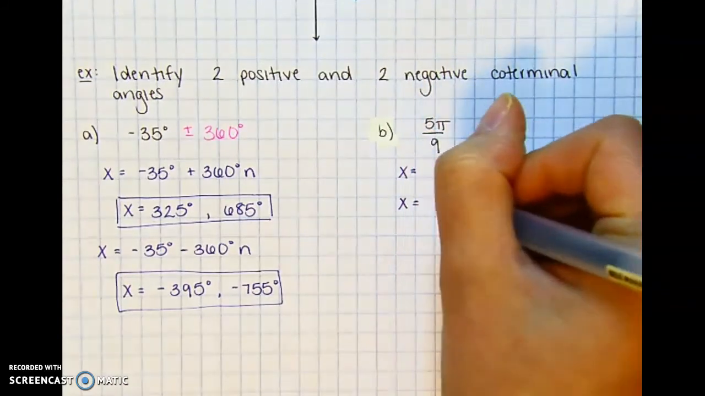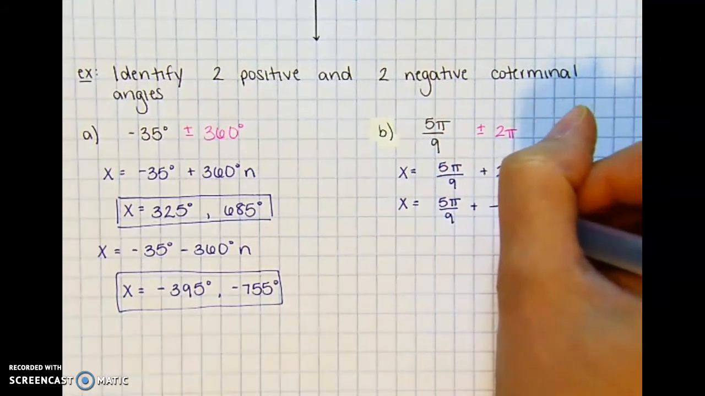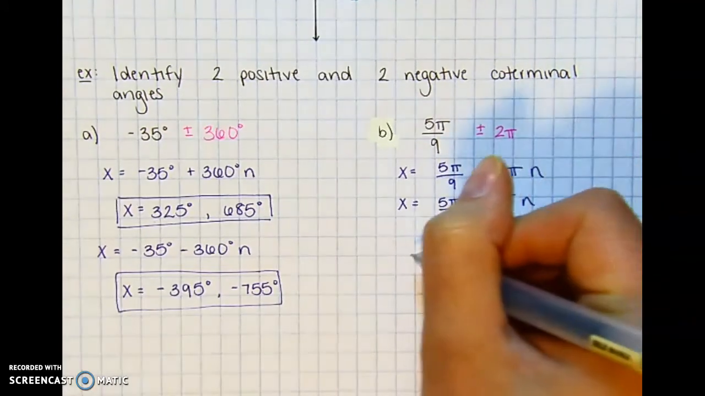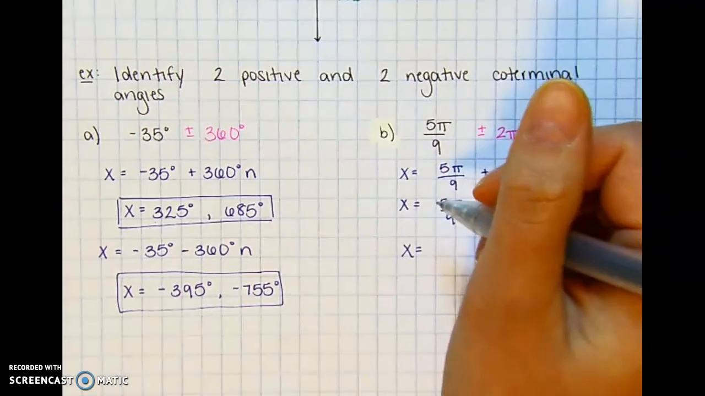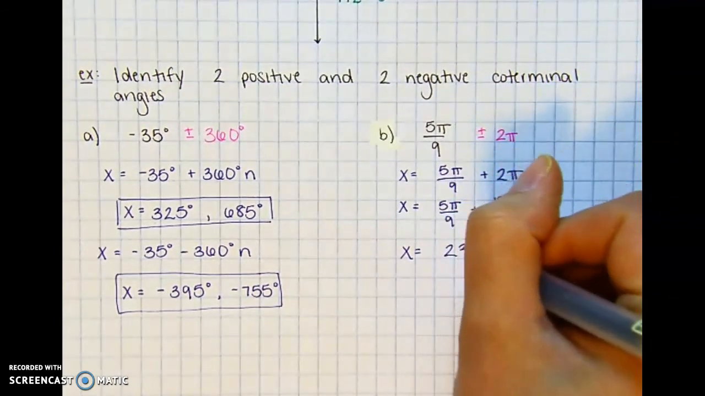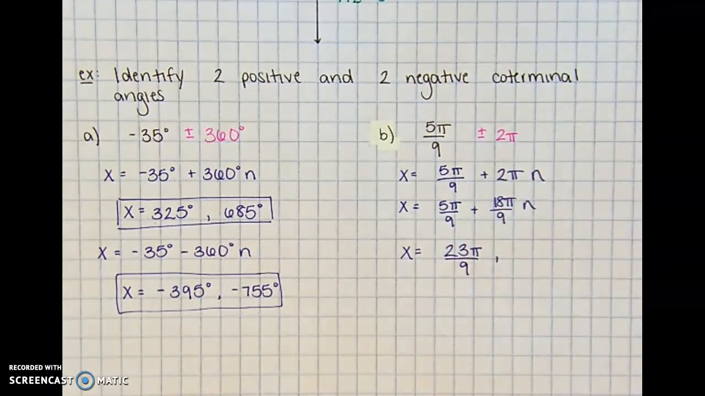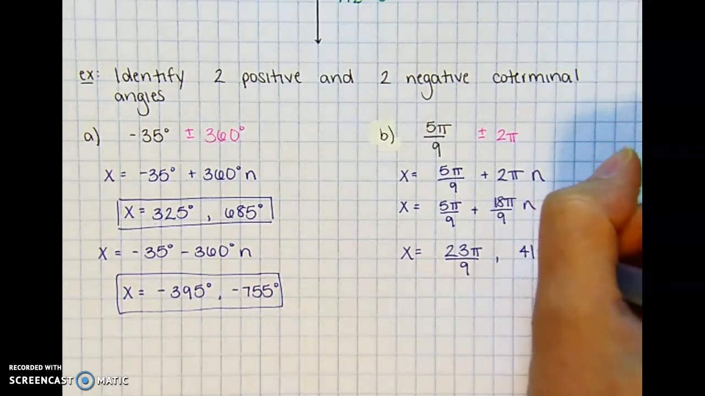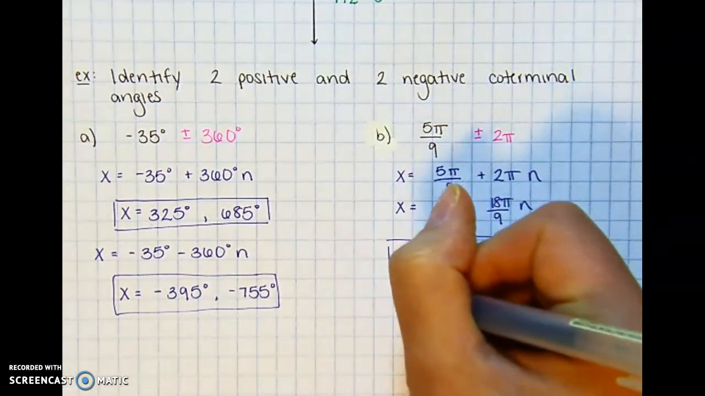And then if we're not going to use a calculator, then I would get a common denominator of 9, right? So this is going to become 18 pi times n. So for my positive angles, 5 plus 18 gives me 23 pi over 9. So that's my first positive coterminal angle. And my second, I will add 18 again and get 41 pi over 9. So these are two positive coterminal angles.